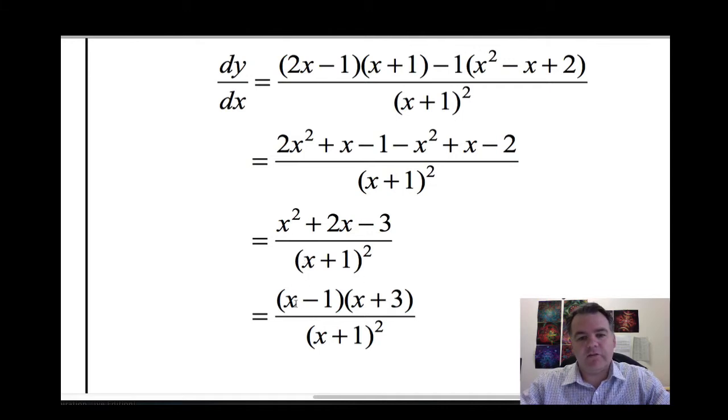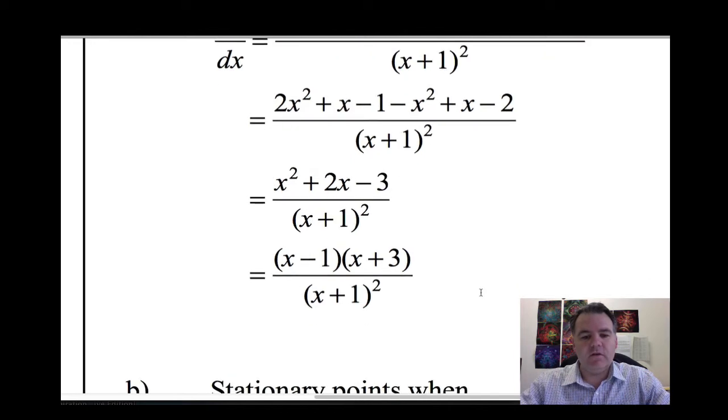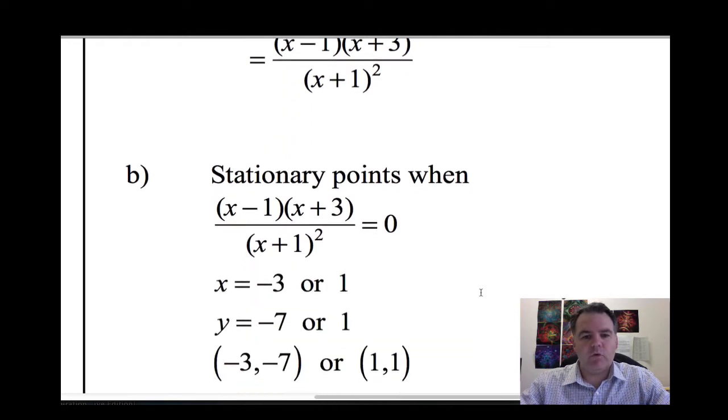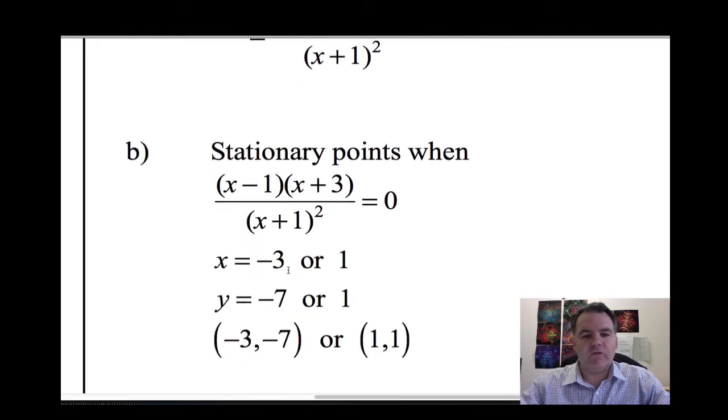The stationary points are where the top line is equal to 0. So when I factorise this, that gives me 1 and negative 3. Of course, we don't just want the x values, we want the y values as well. So when I substitute 1 and negative 3 back into the original equation, I get 1 and negative 7. So there are the 2 points, (-3, -7) or (1, 1).